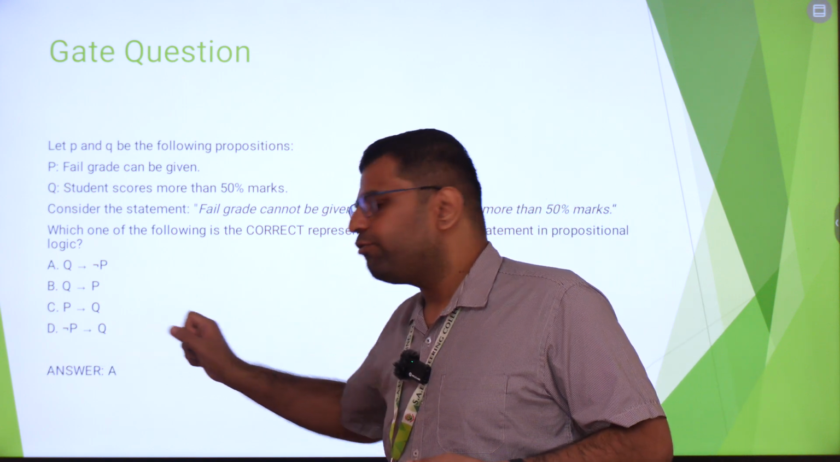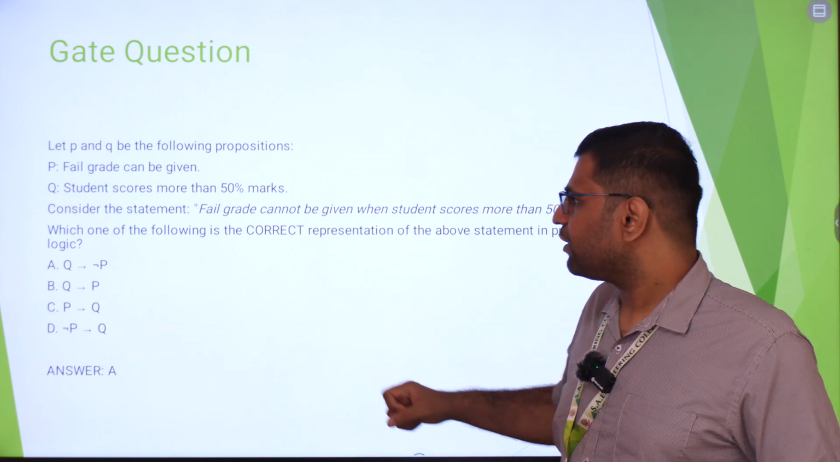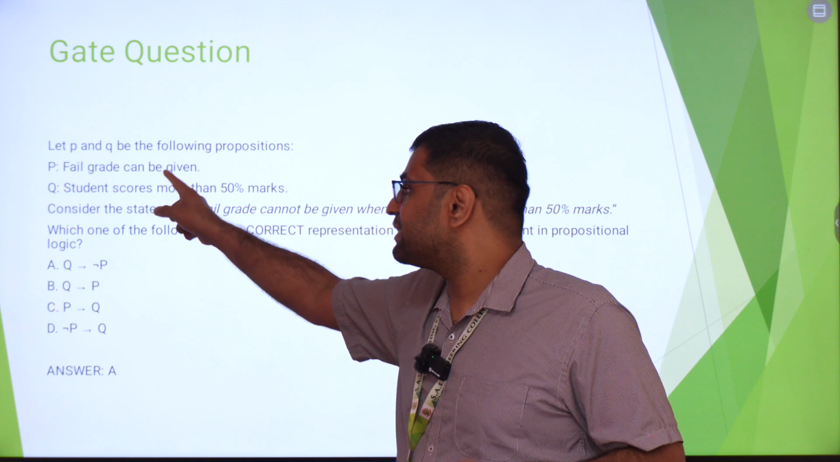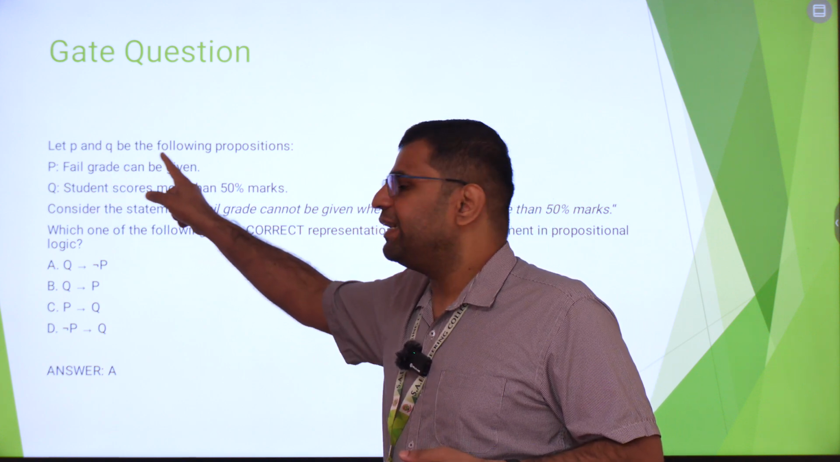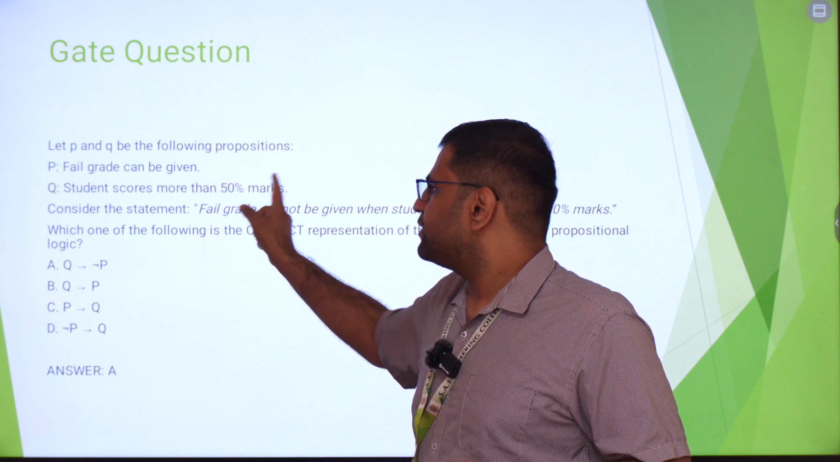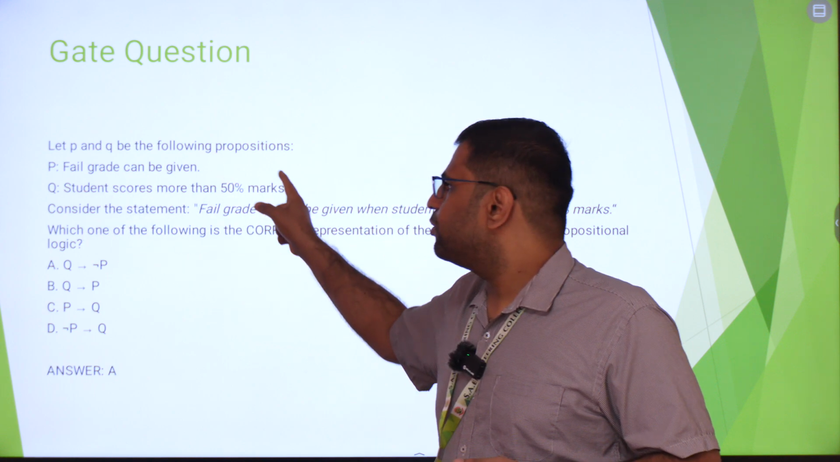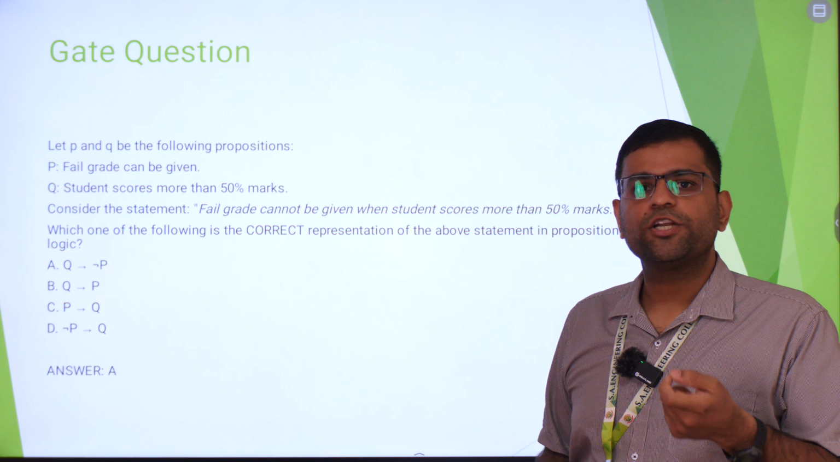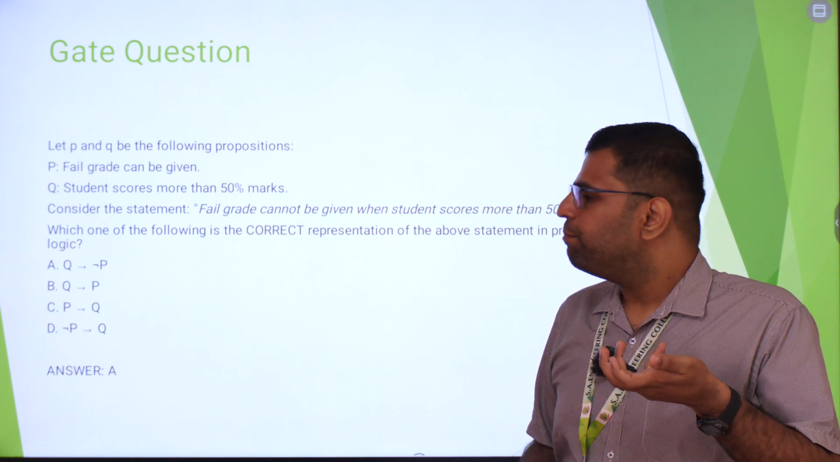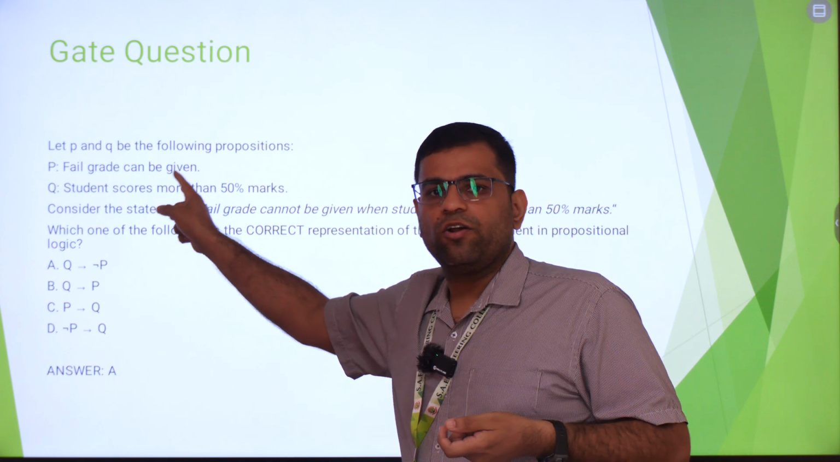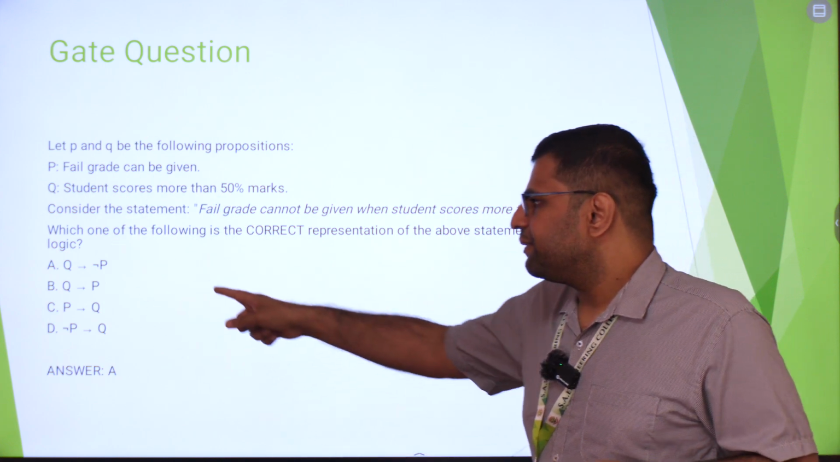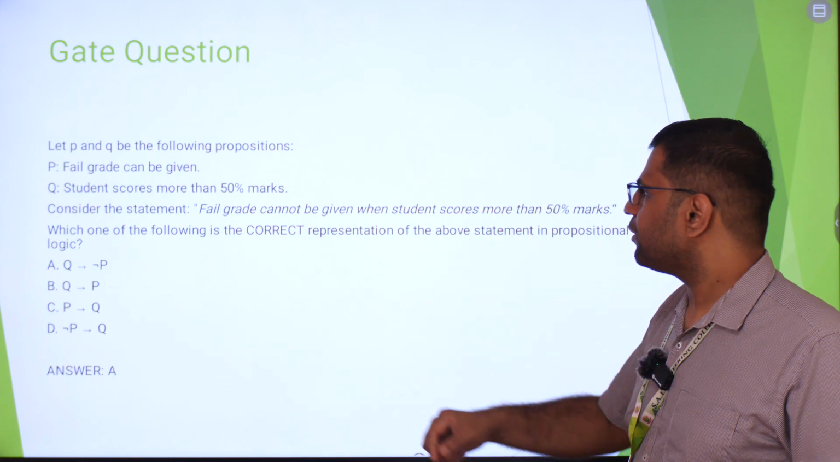D is not true because fail grade cannot be given does not depend on this, so this is not the condition which leads to that condition. The basic condition, the student scores more than 50% marks, should be taken as the base condition that leads to fail grade cannot be given. So the correct answer is A.